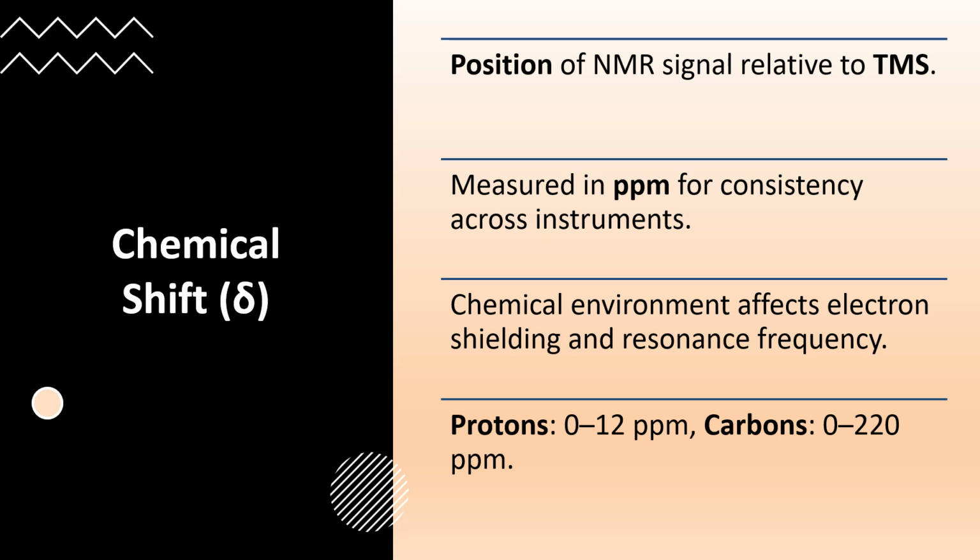If the nucleus is more exposed, due to electronegative atoms or pi bonds, it becomes de-shielded, shifting the signal downfield to higher ppm values. In practice, protons typically show signals in the range of 0 to 12 parts per million, while carbons appear within 0 to 220 parts per million. This wide range allows us to differentiate between various atomic environments effectively. Understanding the chemical shift is like having a map to the molecule, helping us pinpoint functional groups and deduce structural information.